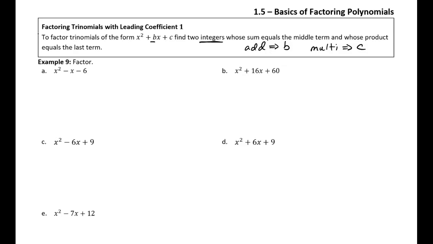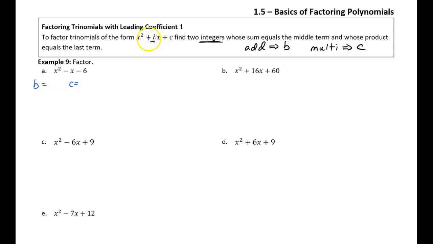Example 9, we want to factor. Factor as much as possible, remember. Part A, we have x squared minus x minus 6. So looking at our setup, we have the right form. We have our trinomial form, a coefficient of 1 in the front, just simply x squared. If I look and compare it, I do want to maybe label out my values for b and my values for c so I know where I'm headed.